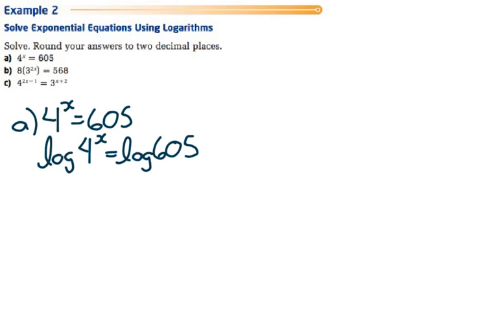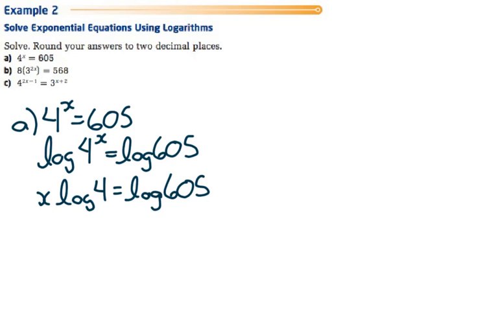And what that accomplishes is now that we have a log on the left, we can invoke one of those laws of logs, take that x exponent down, turn it into a coefficient, so we have x log 4 equals log of 605. Now at this point, you might be a little confused where to go, but a calculator is going to be a really good tool to have right now.